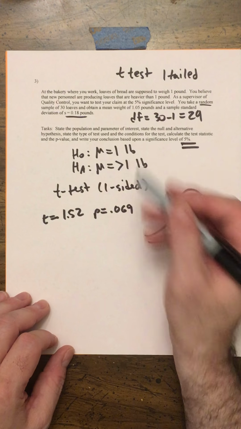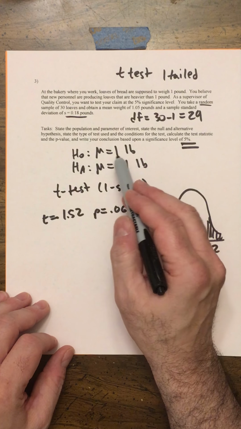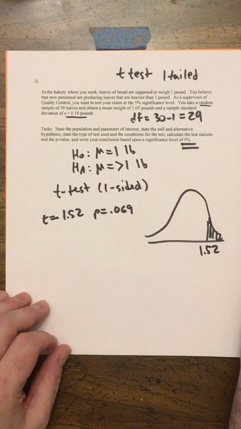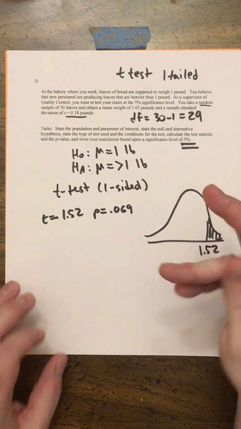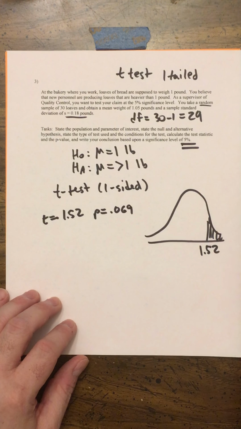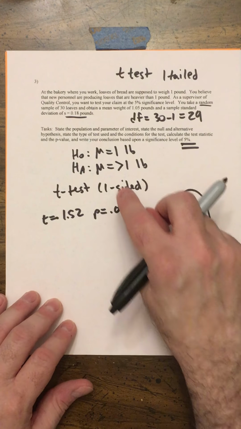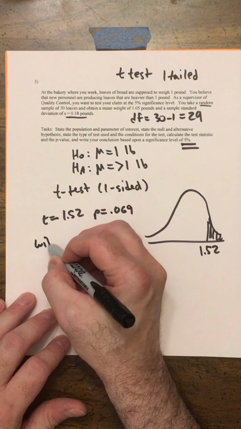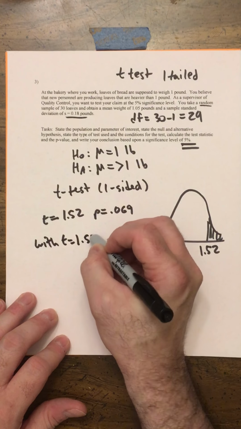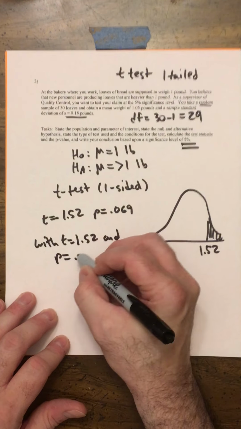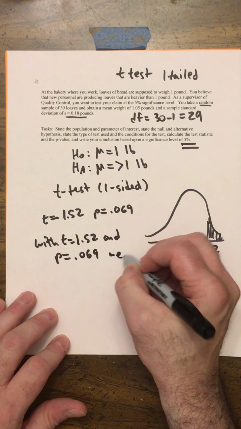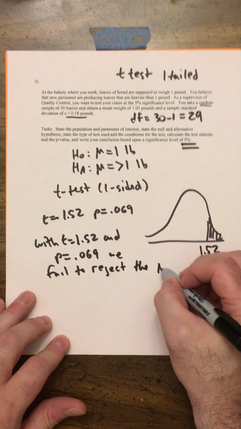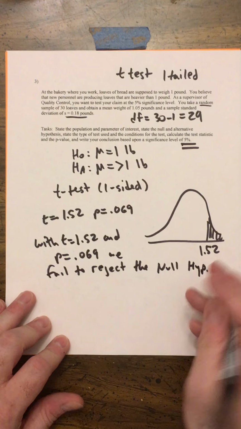We don't have evidence to suggest that the bread weighs any different than 1 pound. From this particular sample, it just happened to be these loaves were a little bit heavier than normal. But if you actually were able to take the population, you would see that it would average out to 1 pound, or at least we don't have evidence to suggest, and that's the main thing. So our conclusion is, with t value of 1.52 and an associated p value of 0.069, we failed to reject the null hypothesis. And again, that doesn't mean anything because no context there.